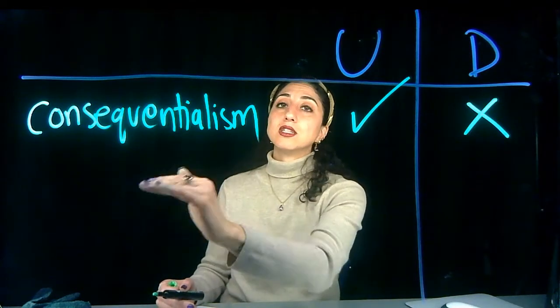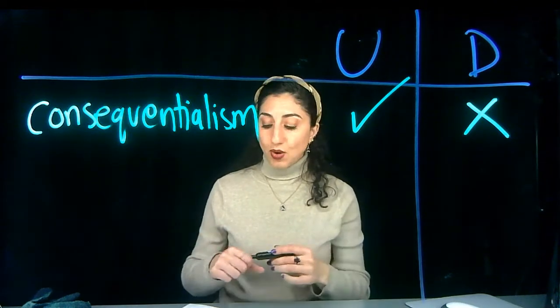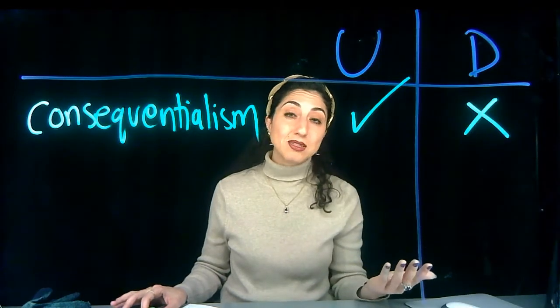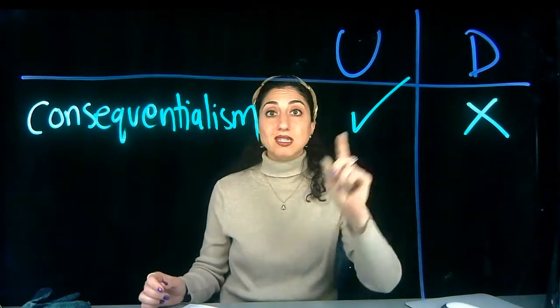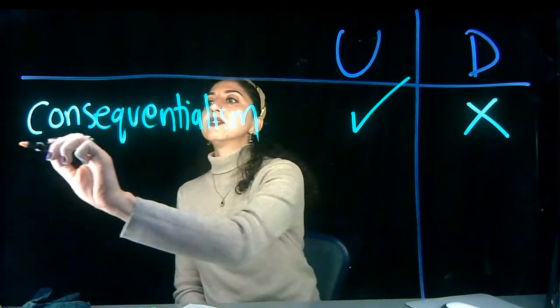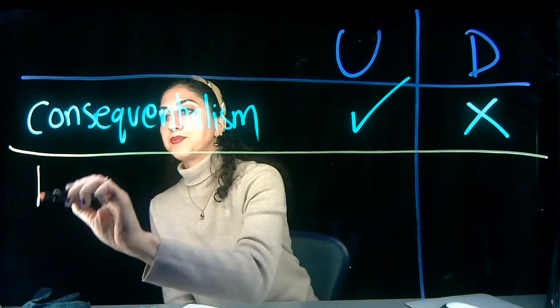Utilitarianism is a consequentialist theory. You can't just say that something is flat out wrong. What is right or wrong in utilitarianism is subjective. It depends on the consequences, but not in deontology. So that's one huge difference. Here's another difference between utilitarianism and deontology.